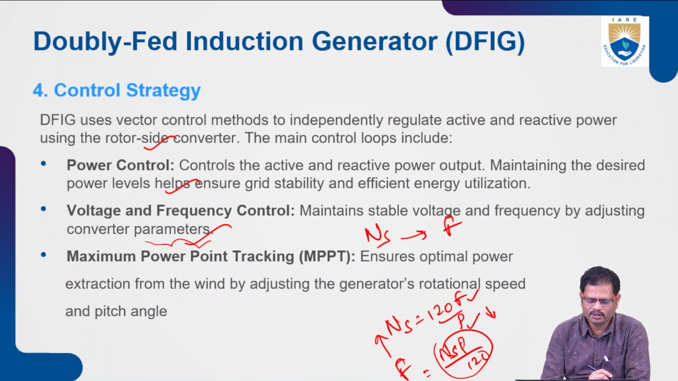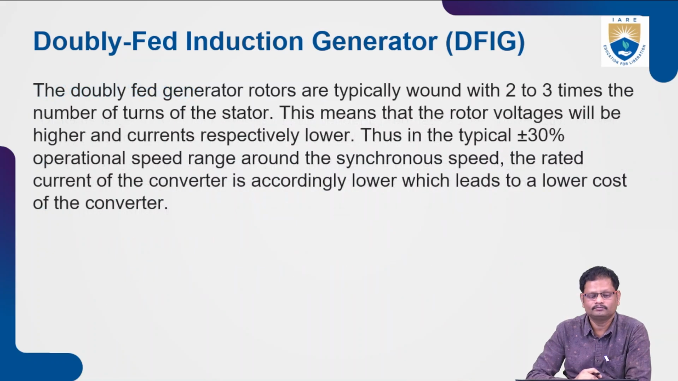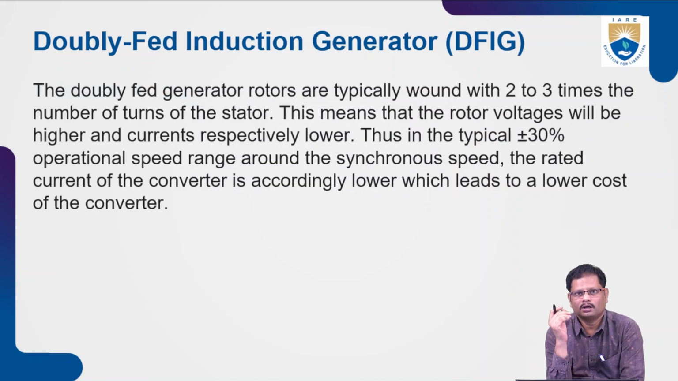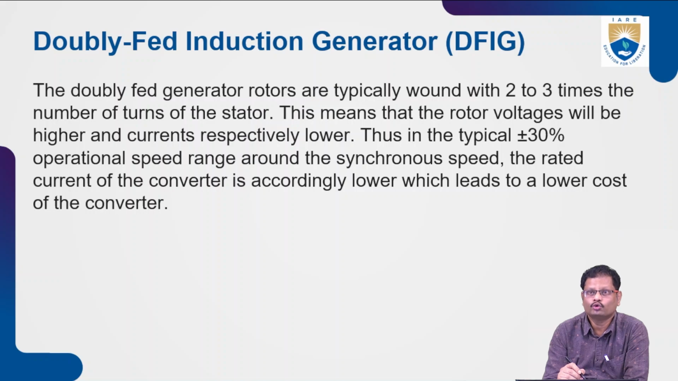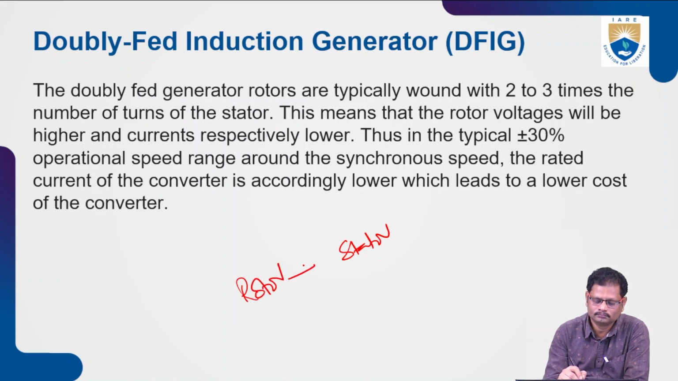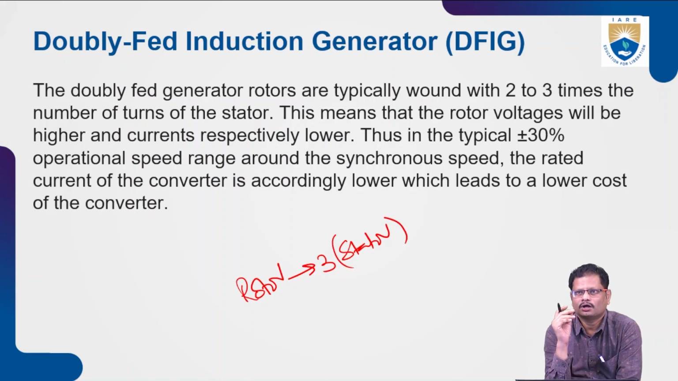So it is possible only by adjusting the generator's speed and pitch angle. And doubly fed generators are typically wound with 2 to 3 times the number of turns of the stator. This means that the rotor voltages will be higher and currents respectively lower.